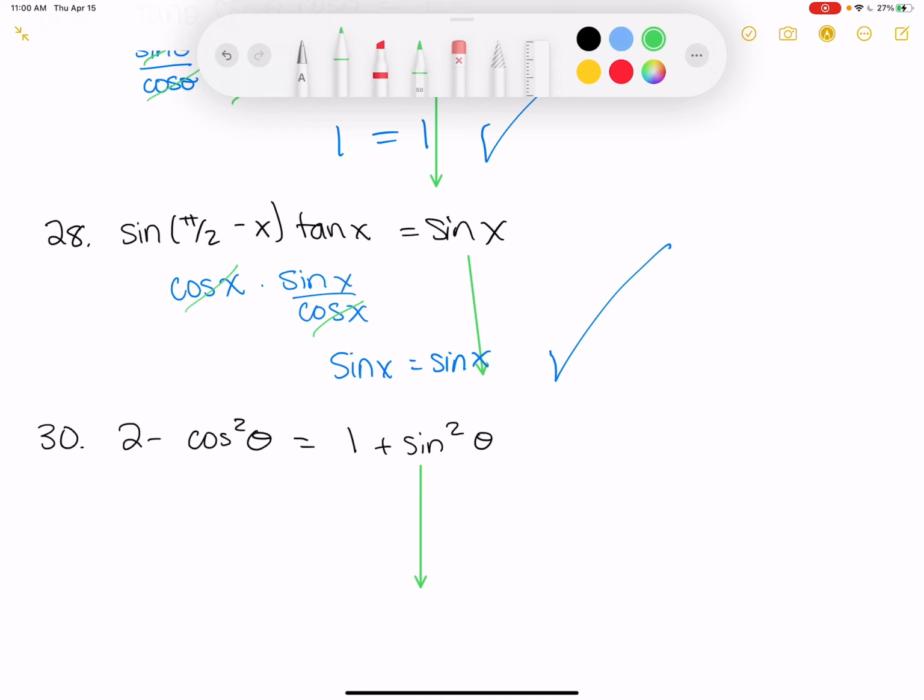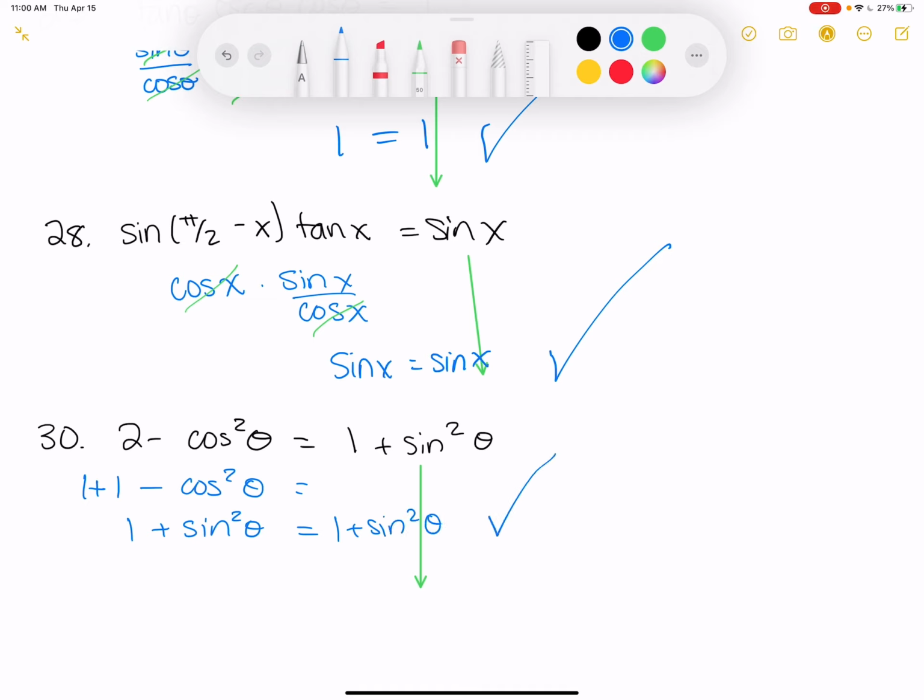All right. What we're going to do is break this 2 up into 1 plus 1 minus the cosine squared of theta. Now, what is 1 minus the cosine squared of theta? Sine squared. So 1 plus sine squared of theta equals 1 plus sine squared of theta. And it works.